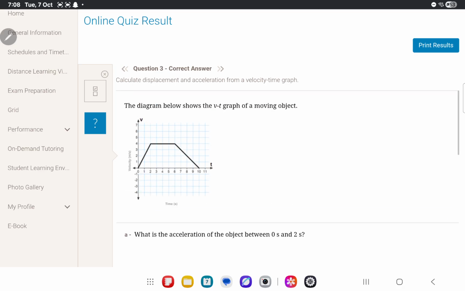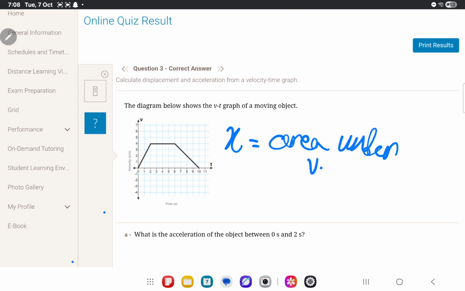What's the net displacement of the object? You can see here it's a trapezoid, right? The graph makes a trapezoidal shape. Now, what is the displacement on a VT graph? It's the area under the graph, right? So it's the area covered by this trapezoid. So x, which is the distance traveled, is just going to be the area under the VT graph.